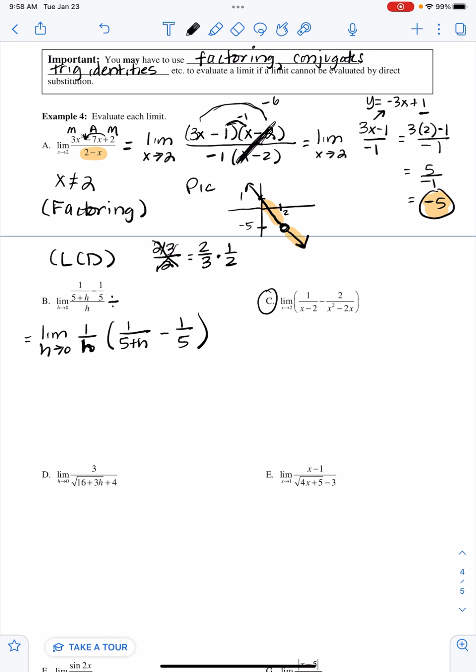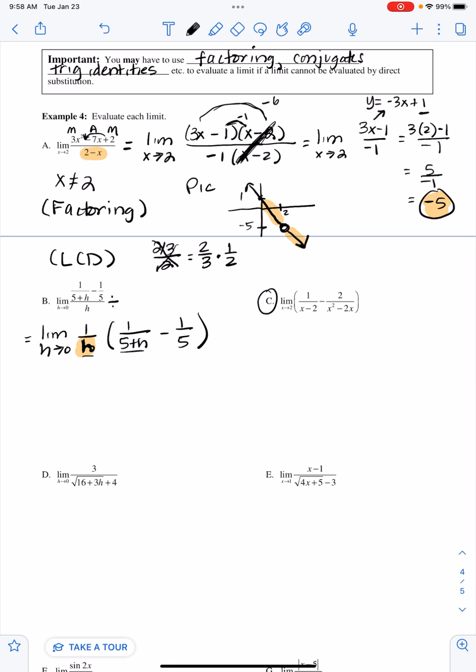So I wrote it this way because I can see that h is my issue, right? I cannot plug in 0 because I get division by 0 here. I'm okay right here, right? 5 plus 0 is 5. But I need to make this h disappear. So that's my goal, is I need to make him go away, and then I'll be able to evaluate the limit. Okay, so to do this, I need to have a common denominator in the parentheses.